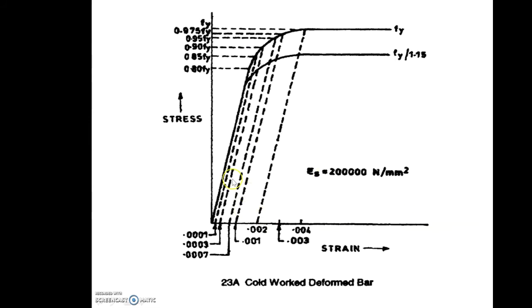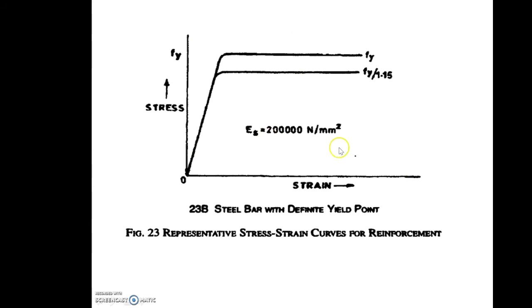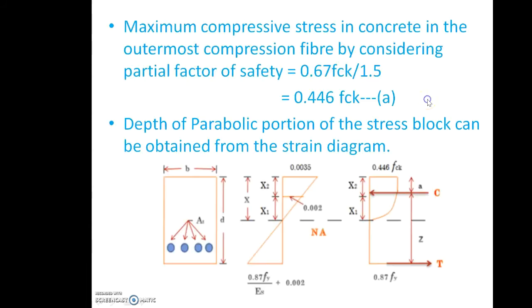And this is the stress strain curve of a steel bar. In this case, we can see this is the fy graph, and this is fy divided by 1.15, that is fy divided by gamma m. Gamma m is equal to 1.15 for steel, and Es is equal to 2 into 10 power 5 Newton per mm square. And this is the stress strain curve for defining yield point, same fy divided by 1.15.